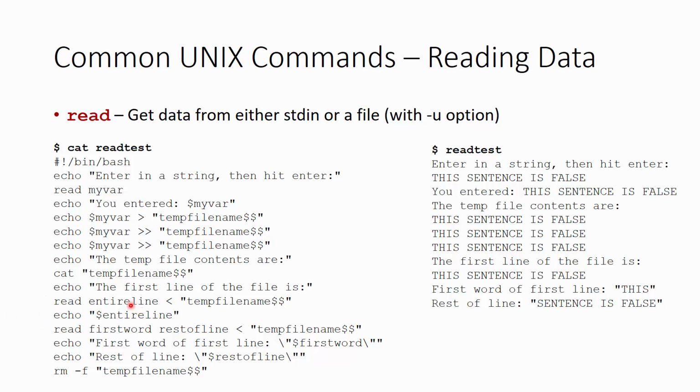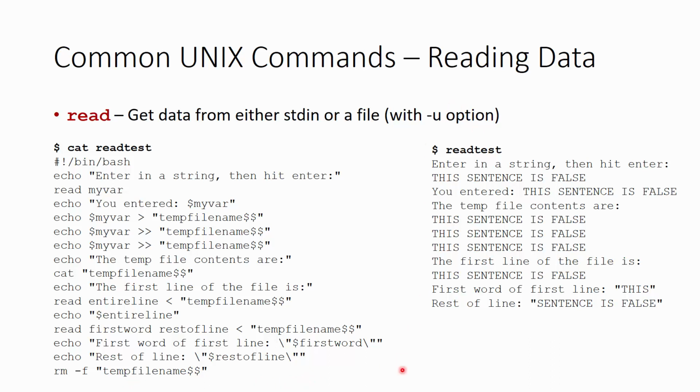Now let's play around with some of the variables in read. So here I've got read and then first word and rest of line as a second argument. And again, I'll get the data for this from our temp file. So when I echo this out, I'll indicate to the user that the first word of the first line was the first word variable, and that the rest of the line was the rest of the line variable. And then I'll clean up my temp file.